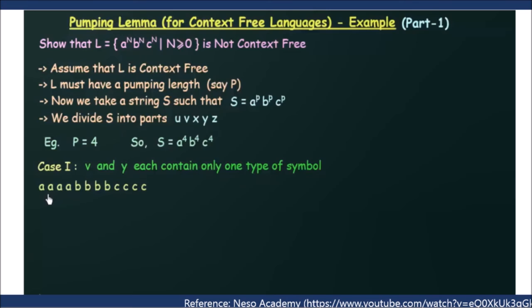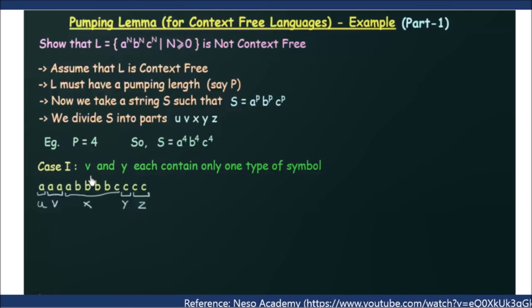So let's see. I will take these two A's; this part will be my V. And then I will take this C over here, just this one C, and this will be my Y part. So what will be the remaining one? This A over here is my U, and this A, B, B, B, B, up to this C is my X, and these two C's over here are my Z. So I have divided my string into U, V, X, Y, and Z.